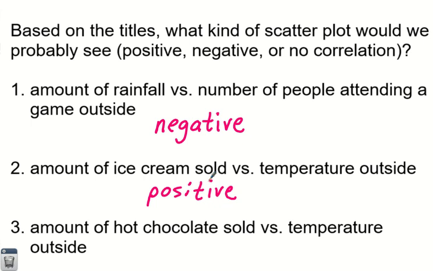And as temperature dropped, the amount of ice cream sold would probably also drop. Right? Number 3, amount of hot chocolate sold versus temperature outside. So the hotter it gets outside, I would think the amount of hot chocolate sold would go down. Like especially at a sporting event, right? So that would be a negative correlation, wouldn't it? That would be a negative correlation.